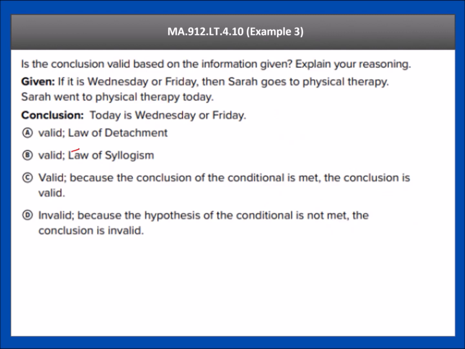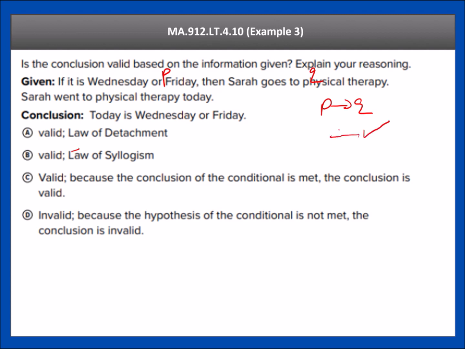All right, so is the conclusion valid based on the information given? Explain your reasoning. If it is Wednesday or Friday, then Sarah goes to physical therapy. Sarah went to physical therapy today. Conclusion, today is Wednesday or Friday. Okay, so if it is Wednesday or Friday, so this is statement P, right? Then Sarah goes to physical therapy. So P implies Q there, right? Today is Wednesday or Friday. So they're saying that Sarah went to physical therapy today. So basically they're saying that Q is true.